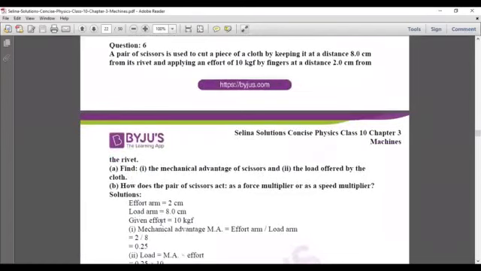Sixth one, a pair of scissors is used to cut a piece of cloth by keeping it at a distance of 8 centimeter from its rivet and applying an effort of 10 kgf by fingers at a distance of 2.0 centimeter from the rivet. Okay, so we need to find the mechanical advantage of scissors and the load offered by the cloth.